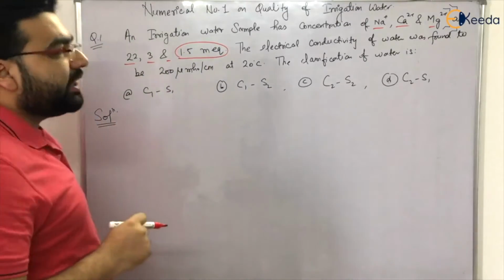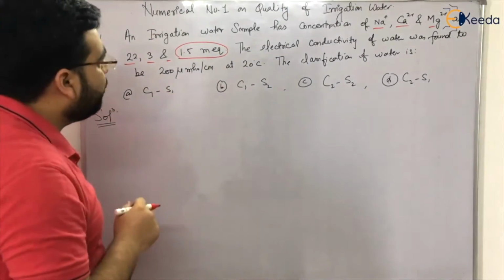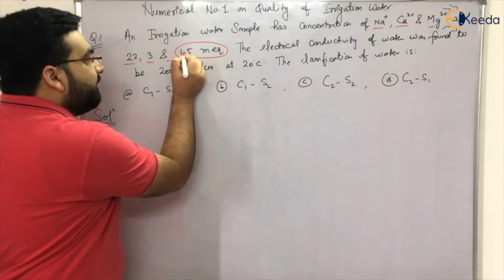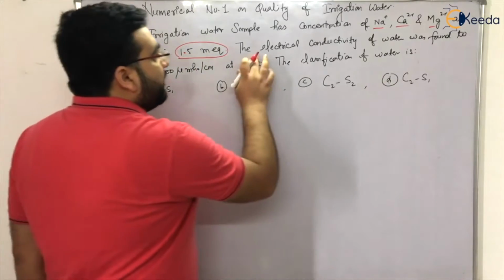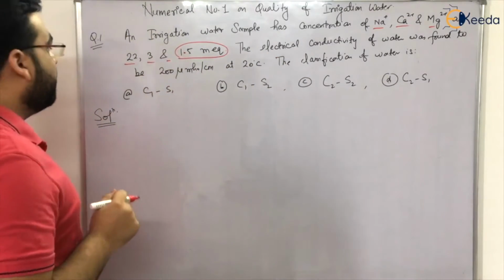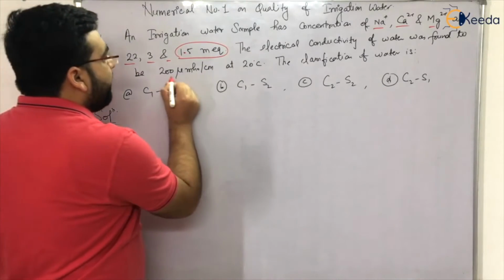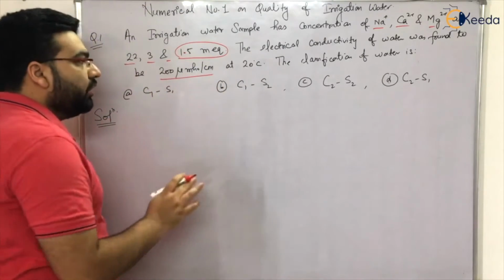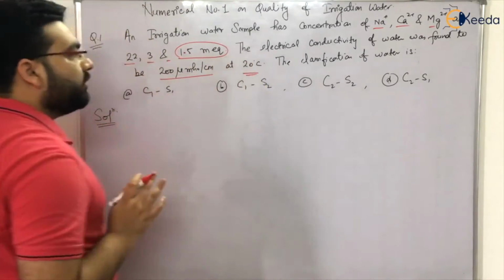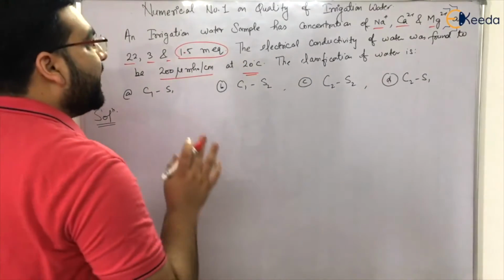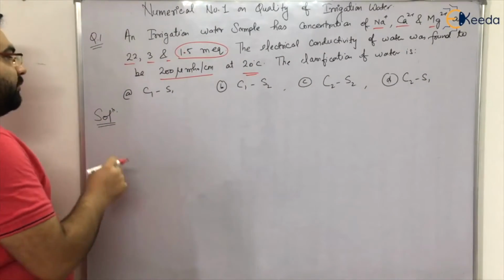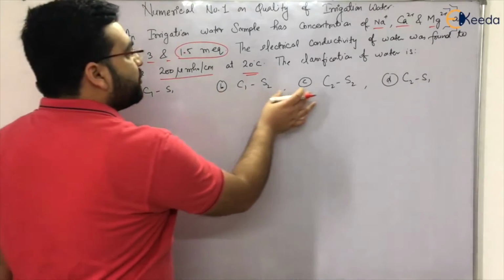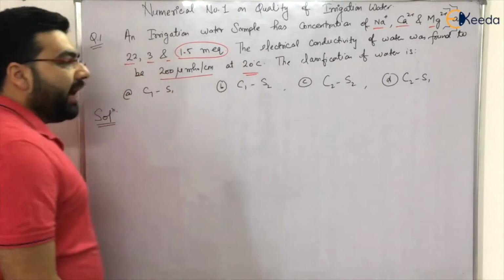Let me first of all read the numerical, right? It is 1.5 milli equivalent. The electrical conductivity of the water sample was found to be 200 micromho per centimeter at 20 degrees Celsius, it is also given. Okay, no issues. The classification of water is what, right? C1S1, C1S2, C2S2, and C2S1, right?